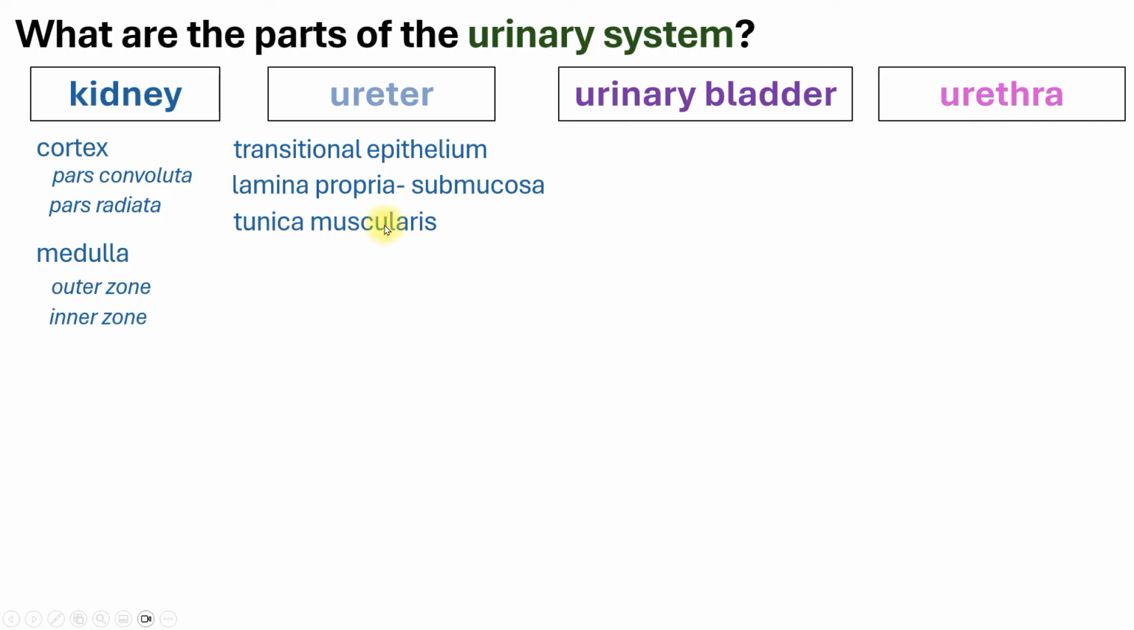Okay. For the tunica muscularis of the ureter, we have these layers, no? Inner longitudinal and the outer circular. So what we can see here is actually the opposite of what is seen in the digestive system, right? Because in the digestive system, it's usually the inner circular and outer longitudinal. So why the change in the positioning or orientation of smooth muscle fibers?